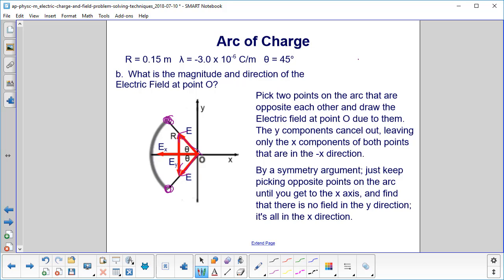And then we add them together, and hopefully you can see that the y components cancel out because we have the same little dq, little bit of charge anywhere on this arc. And the only components we have are in the negative x direction. And then you can keep going, right? I picked the 2 points on the end, now pick 2 points like this, then 2 points like this, and finally a point here where obviously the electric field is all in the negative x direction. So the direction of the electric field at this point O is in the negative x direction.